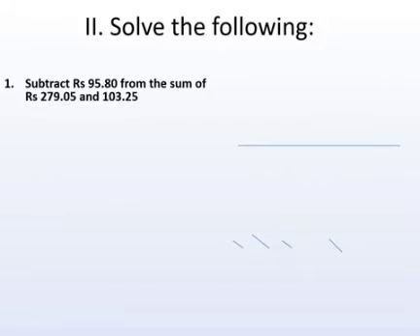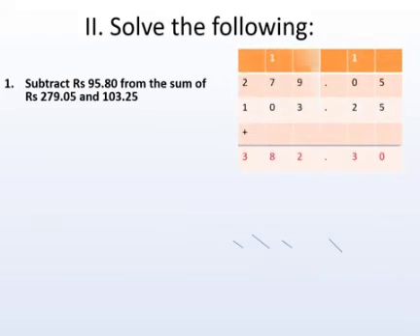So first step is, let us find the sum of 279 rupees 5 paise and 103 rupees 25 paise. So as you know that the first step is you need to arrange the numbers. So look into this box, children. 279.05 and 103.25. Put the plus sign and let us add these numbers now.